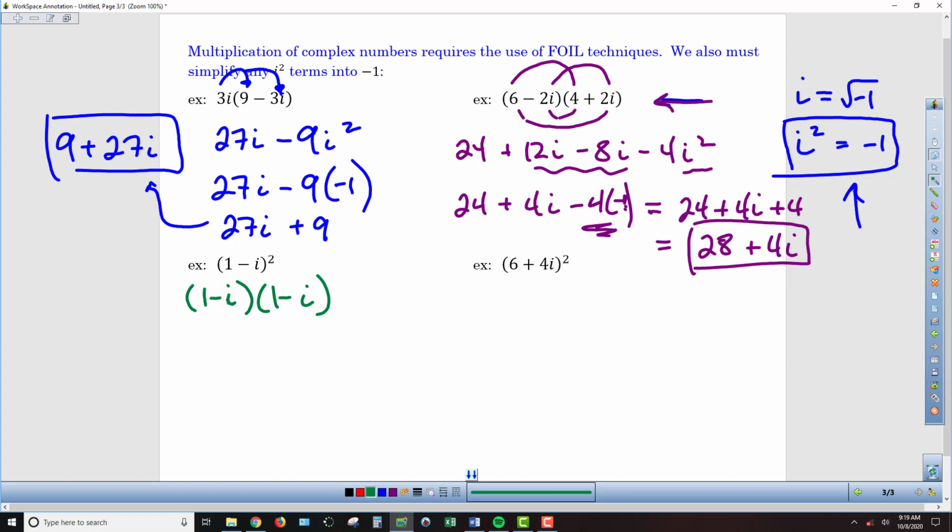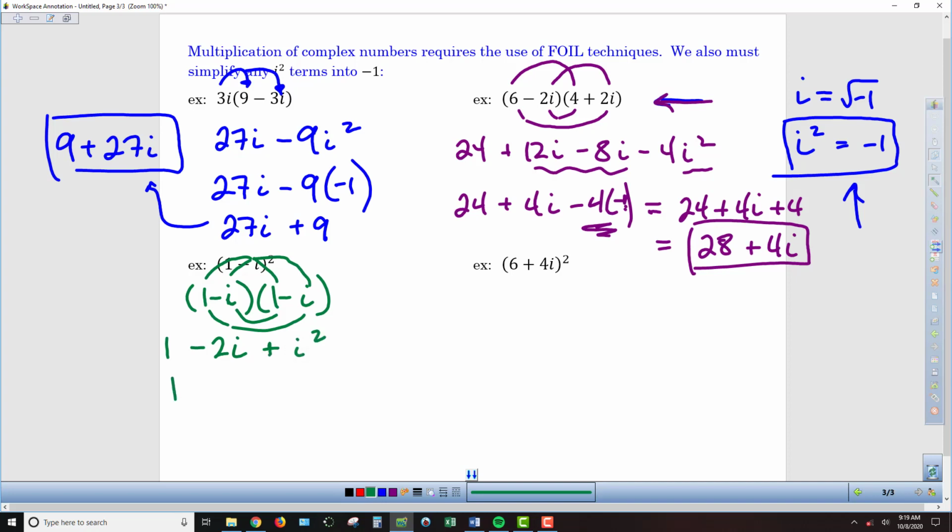And so now I'm going to use the same technique that I did in the previous question, where I'm going to multiply my firsts. I get 1 times 1 is 1. I've got my outer and inner terms. Now in this case, those are both going to be the same. So I'm going to get a minus i, and then I'm going to get another minus i. So I'm just going to immediately combine those into a minus 2i. And then I've got my last. Negative i times negative i is going to give me positive i squared.